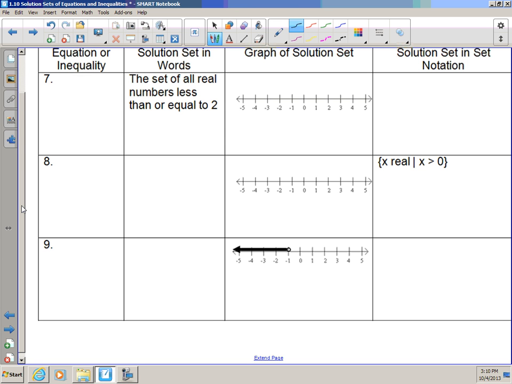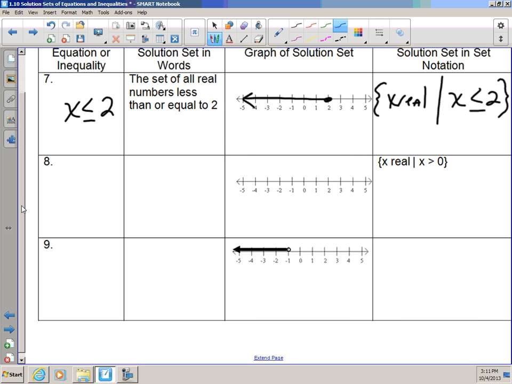So I'm going to work with the set of all real numbers less than or equal to 2. I could just write that as the very simple inequality x is less than or equal to 2. Some of you may have created an equation, something like x plus 5 is less than or equal to 7. Doesn't matter, as long as it works out.